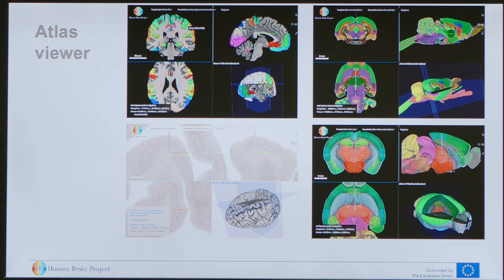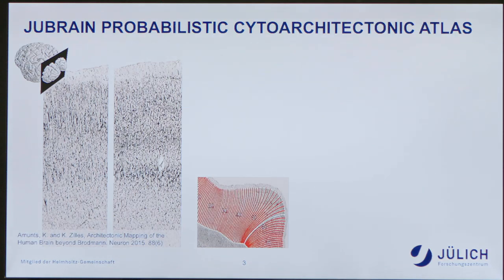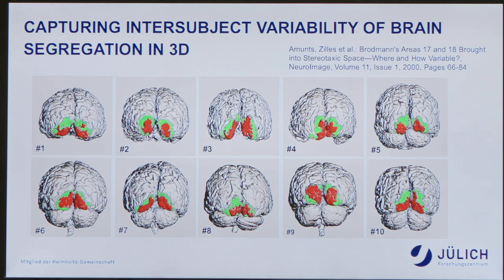In the HBP, we currently support a range of coordinate spaces. Trygve already said it: the Allen mouse, the Waxholm rat, and different reference spaces for the human brain. Before we look into the tools, let me give you a little idea of the parcellations that we use in the human brain, because it's a bit different. Maybe for some of you that is well known, for others maybe not. In the human brain we have this particular situation that the brain is highly folded and highly different in different individuals.